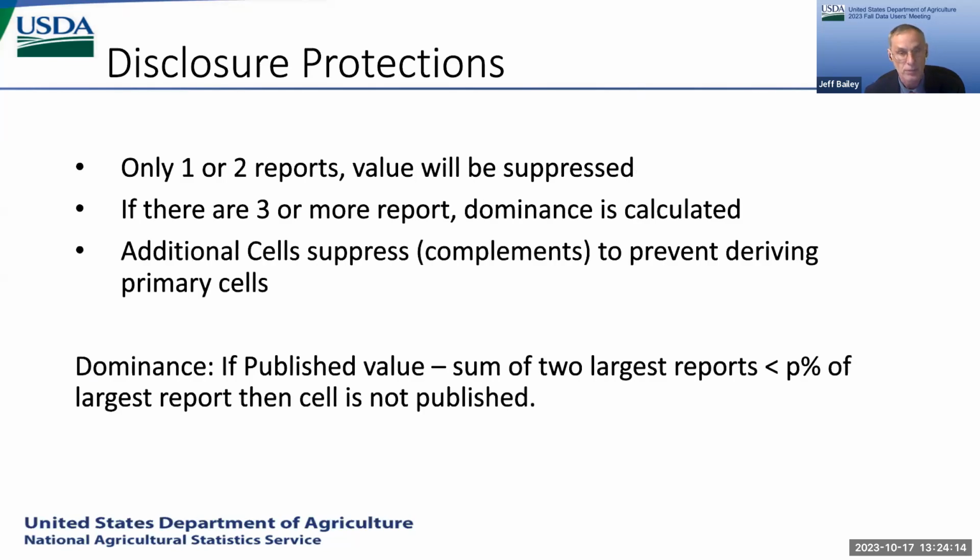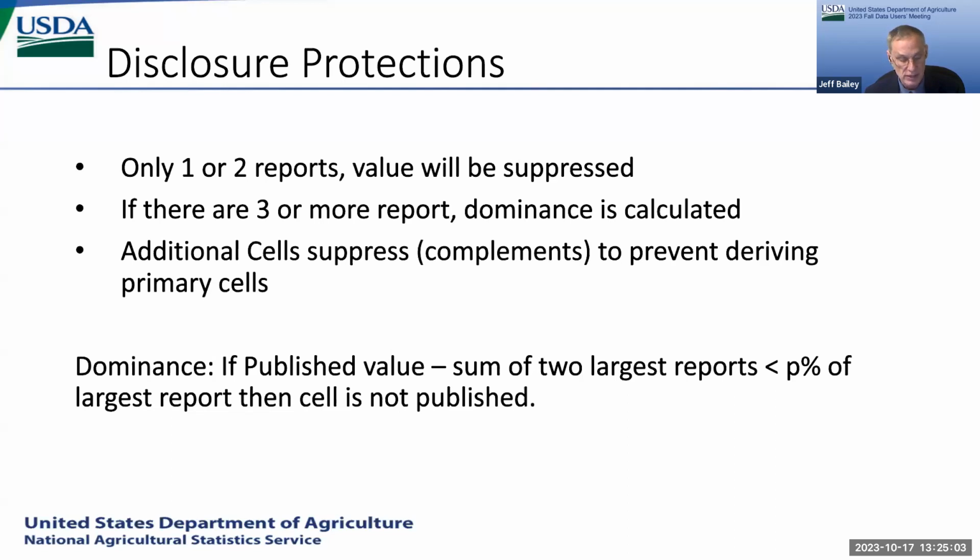So how do we protect our data? First and foremost, if there's only one or two reports, a cell value will be suppressed because we wouldn't want to publish anybody's report or want a competitor to know what somebody else's number is. Then secondly, if there are more than three, we calculate to see if any report is dominant. So for the Census of Agriculture, for dominance, we take the published value and then subtract the two largest reports. Then we take that remainder. When the remainder is less than P% of the largest report, the cell is suppressed. And then to add protection, we do not disclose the value of P. So that's how we calculate dominance.